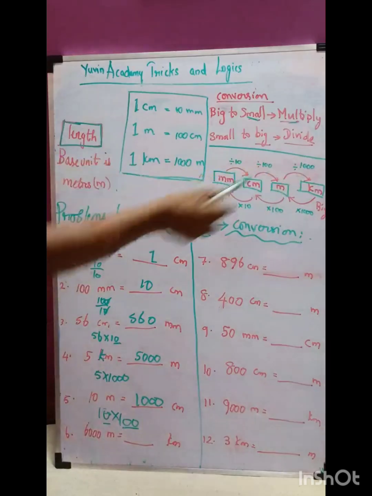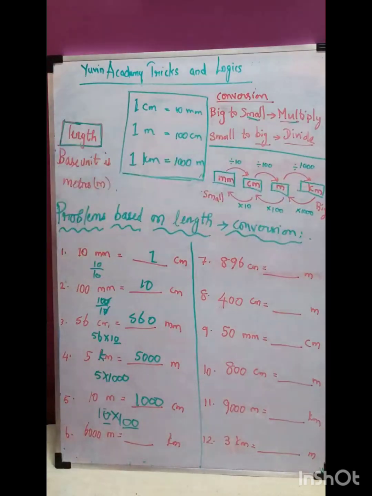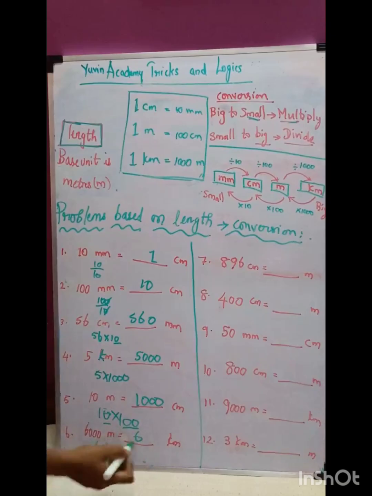The next, meter to kilometer. Meter to kilometer means what? Small to big conversion means you have to divide. So 6000 divided by 1000. The zeros get cancelled. So only 6 by 1 is 6.